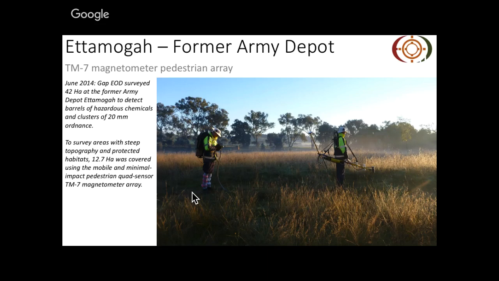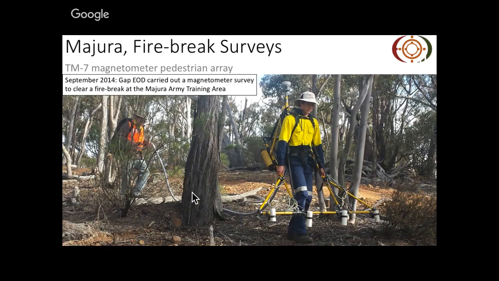Just another example of using the mag at Amoga, former army depots in Australia. So a lot of former military sites in Australia are contaminated with bombs, for example. So it's a real issue to actually clean those up. We've been using magnetometers historically. We didn't have access to good EM transmitters and receivers back in the early days. Another one, Majura, down in ACT, I think.